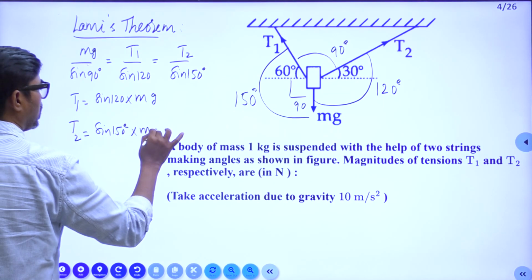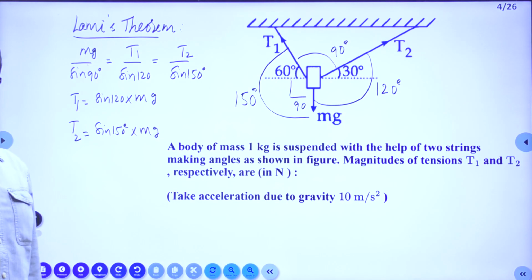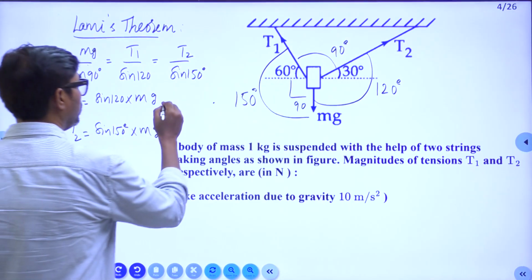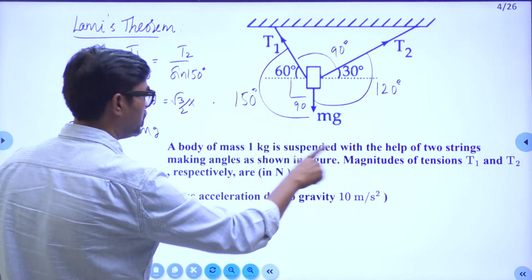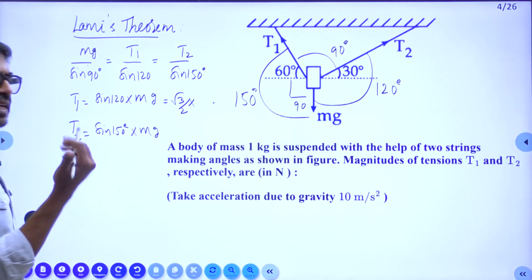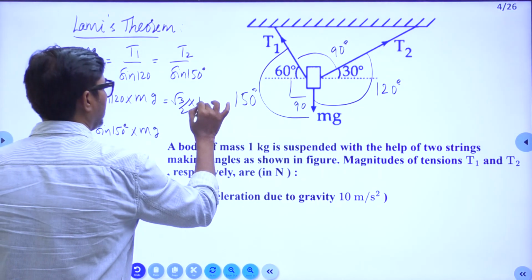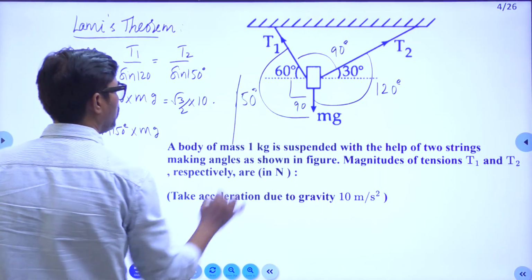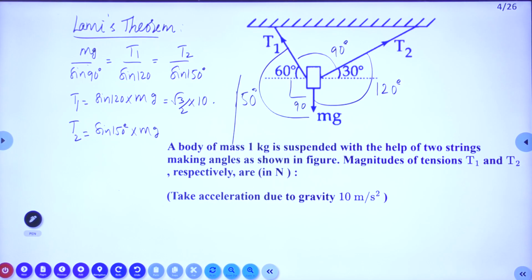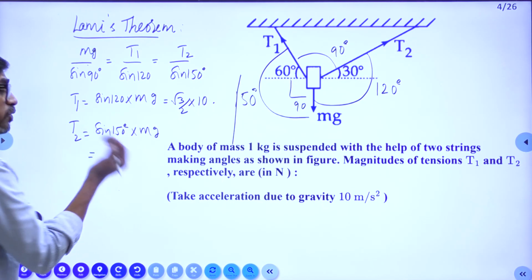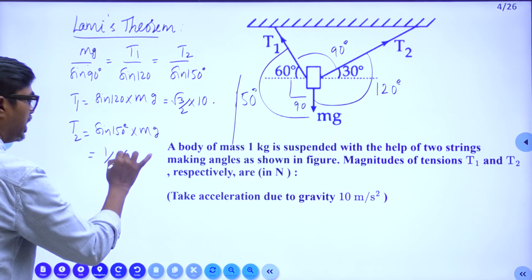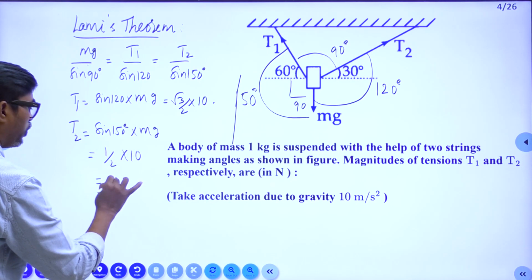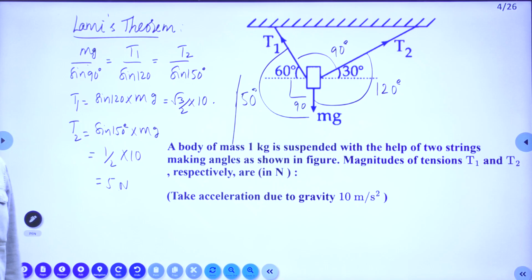Right, by taking sine 120, and same way T2 equals sine 150 into mg. Okay, sine 120 is cos 30, cos 30 is root 3 by 2. Mass how much they had given, 1 kg. g I will take 10, mg will become 10. So that means it is going to be 5 root 3 Newton. And same way here, sine 150 degrees is cos 60, which is 1 by 2. 1 by 2 into 10 is 5 Newton. So T1 is 5 root 3 Newton, T2 is 5 Newton. That is the answer there.